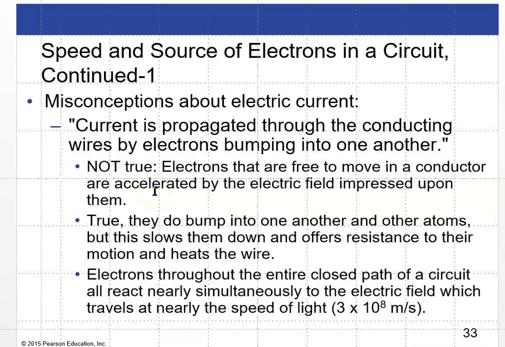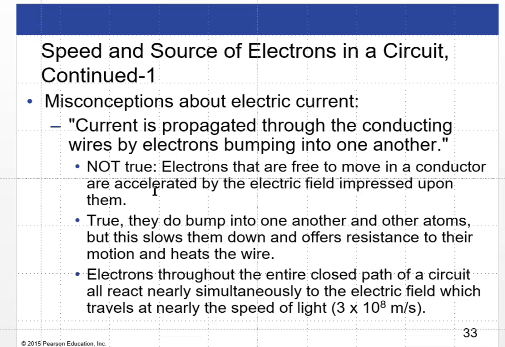Now, there are some misconceptions about electric current. One of the misconceptions is that current is propagated through the conducting wire by electrons bumping into one another. That's not true. Electrons are free to move in a conductor. They're accelerated by the electric field that's impressed upon them. True, they do bump into one another and other atoms, but this slows them down and offers resistance to their motion and heats the wire.